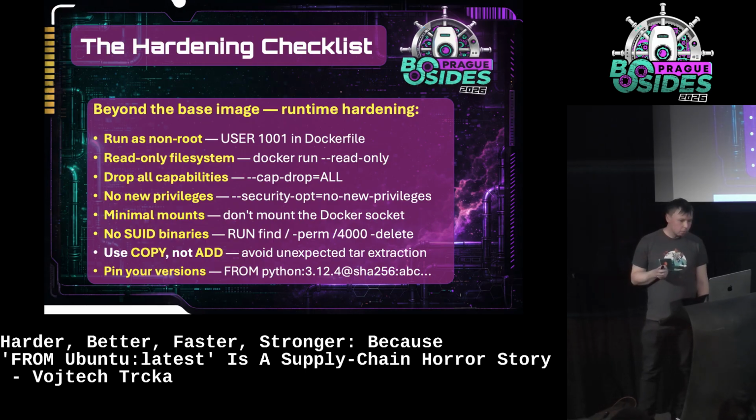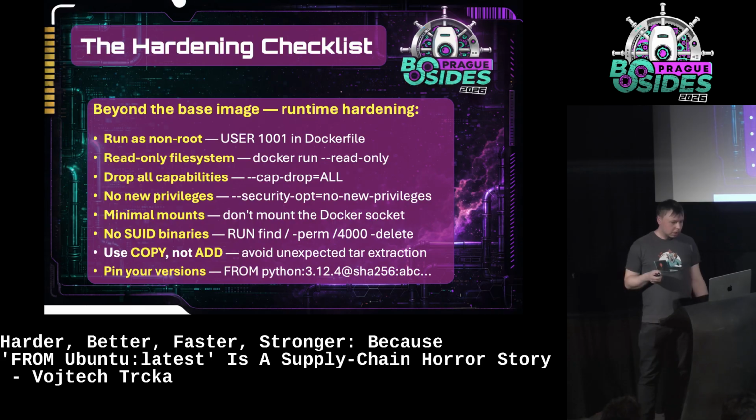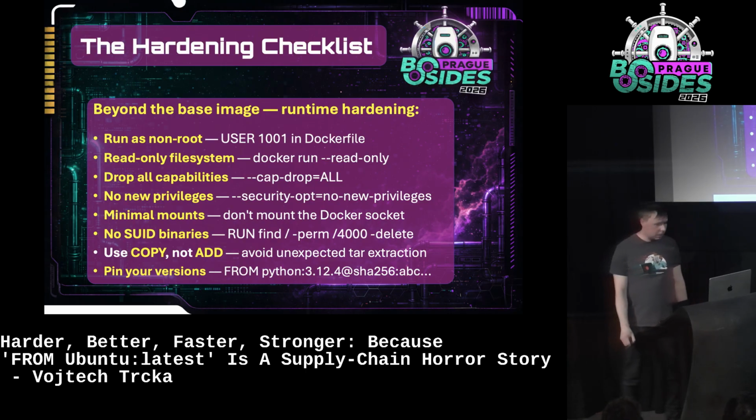4. Enable no-new-privileges. It stops easy privilege escalation like sudo. 5. Mount only what you need, and never mount the Docker socket into a container. Small changes, big difference.